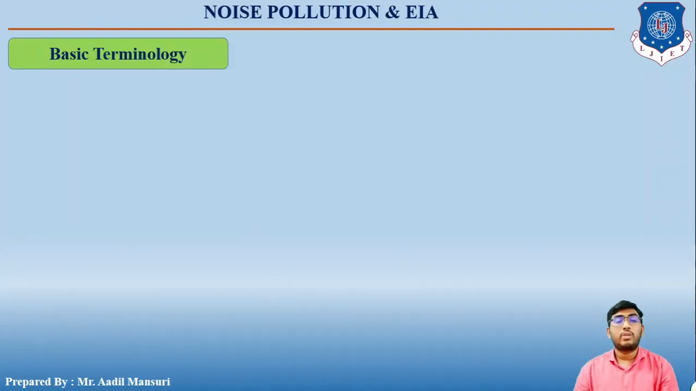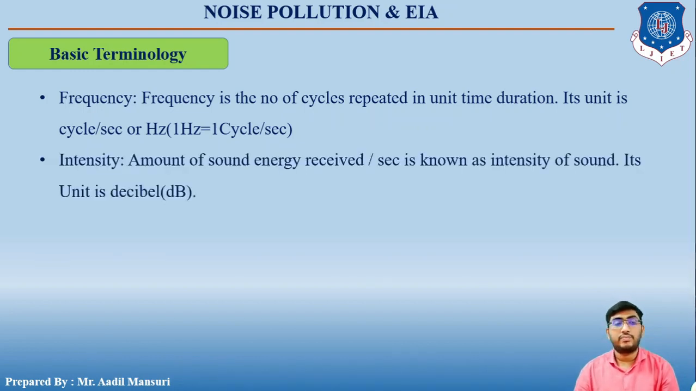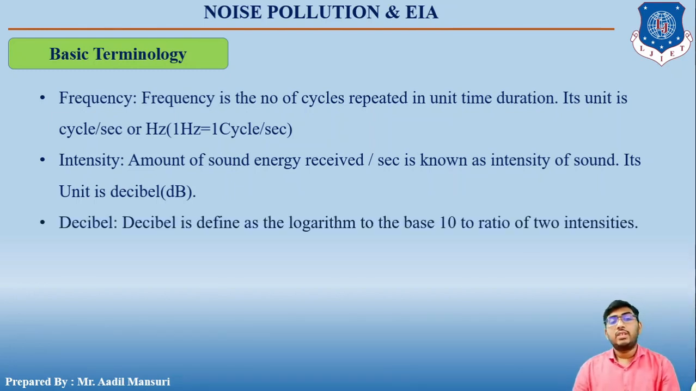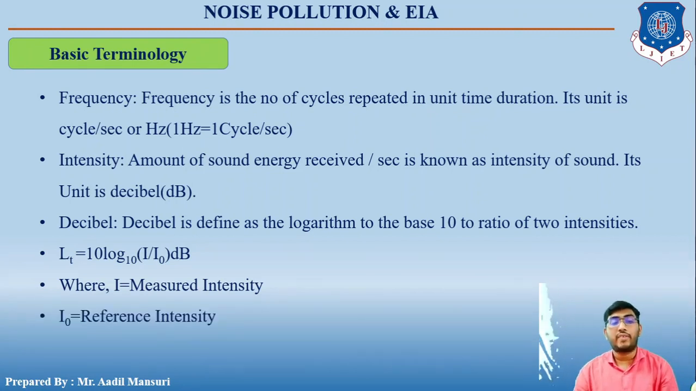Next, talking about the basic terminology. Frequency is the number of cycles repeated in a unit time duration, and the unit is cycles per second or hertz. Talking about intensity, the amount of sound energy received per second or unit time is known as the intensity of sound, and its unit is decibel. Decibel is defined as the logarithm to the base 10 of the ratio of two intensities. So L_T equals 10 log10 (I/I0), where I is the measured intensity, I0 is the reference intensity, and L_T is the level of noise in decibels.